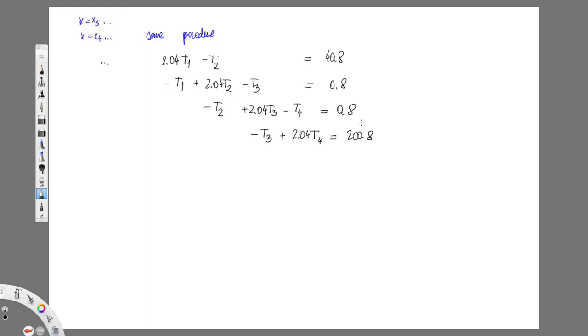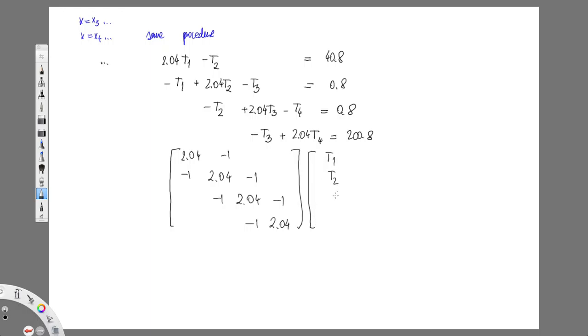So you can see how only three neighboring points, or temperatures at only three neighboring points, appear. And I can see a structure here. So if I had a 10 by 10 system, how would it look? What would I have on the diagonal? Look, 2.04, 2.04, 2.04, 2.04. Okay, minus 1, minus 1, minus 1, minus 1, minus 1, minus 1, and then T1, T2, T3, T4. All of the middle elements on the right side would be 0.8, and the ones close to the boundaries have that boundary value of temperature added to them.